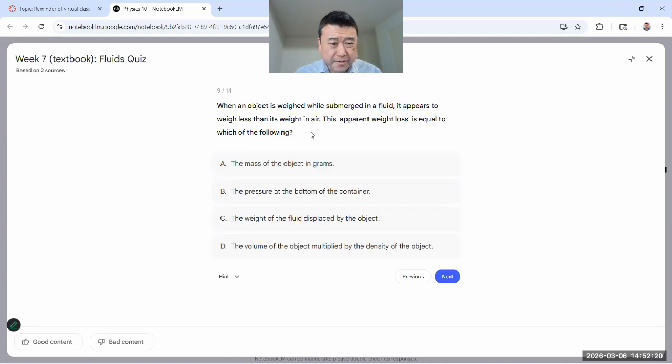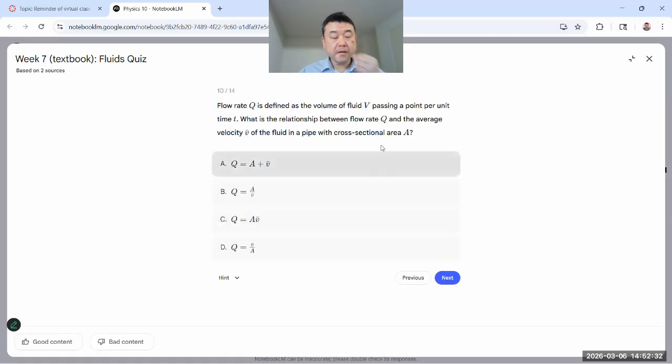Maybe let me read the choices. Apparent. Oh, I see. It's asking about how much weight is lost. Yeah, that would be the weight of the fluid displaced by the object. Yeah. Flow rate defined as that.